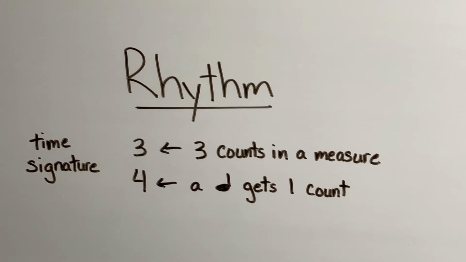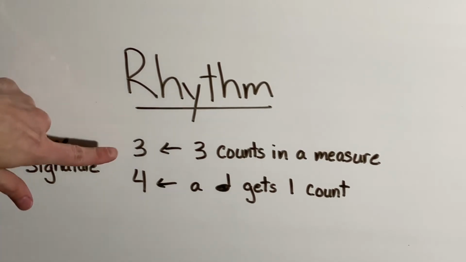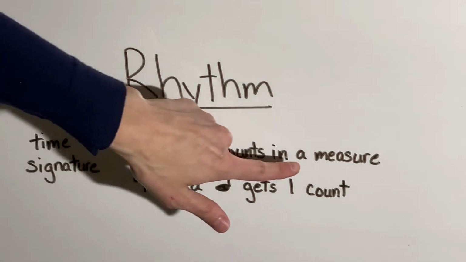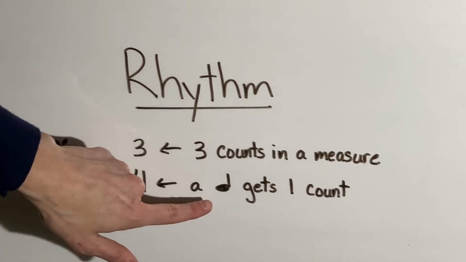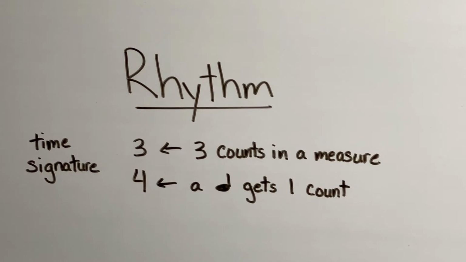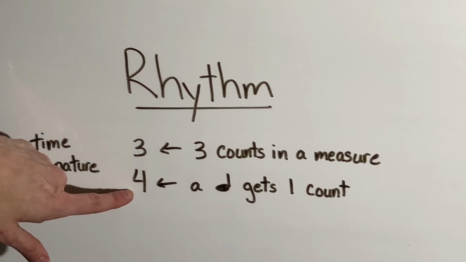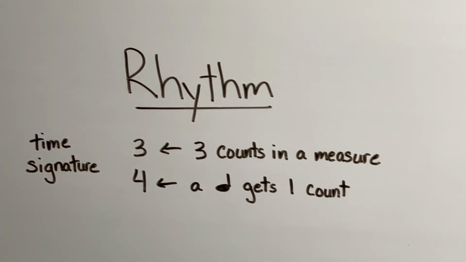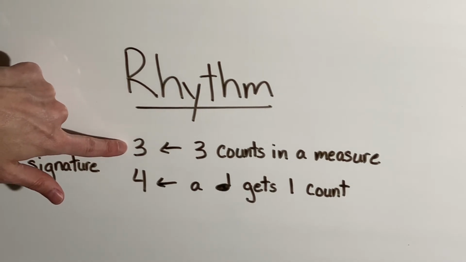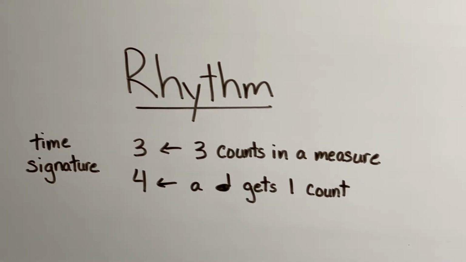The next time signature we're going to talk about today is 3/4. Now in 3/4, the 3 tells us there are 3 counts in a measure, and the 4 tells us that a quarter note gets 1 count. 2/4 and 3/4 are similar because they both have the 4 on the bottom. So in both of them, a quarter note is going to get 1 count. Where they're different is that 2/4 has a 2 on the top. So that means there's going to be 2 counts in each measure. 3/4 has a 3 on top, so there's going to be 3 counts in each measure.